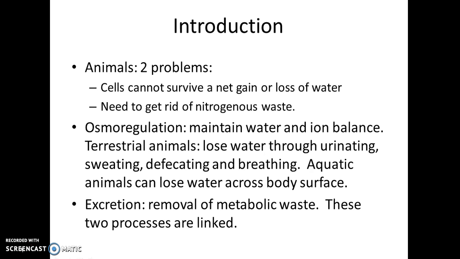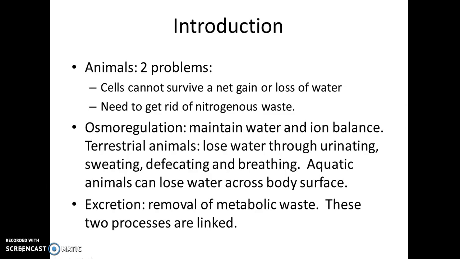So cells cannot survive a net gain or loss of water. We need to maintain water concentrations inside of our cells, and we need to get rid of nitrogenous waste. And those nitrogenous wastes come from amino acids. So we're going to talk about two things when we talk about the excretory system. One is osmoregulation, and it's how we maintain our water and ion balance.